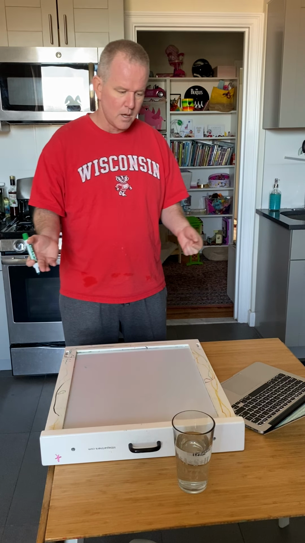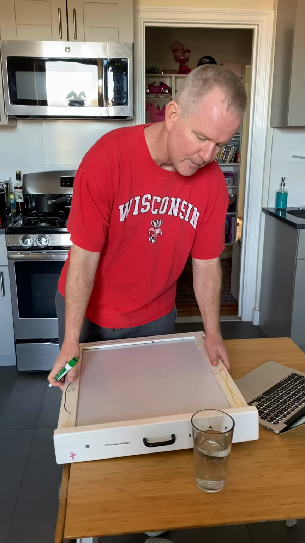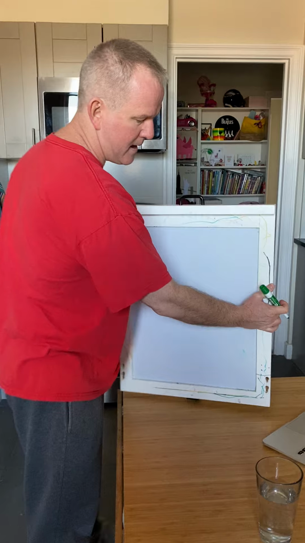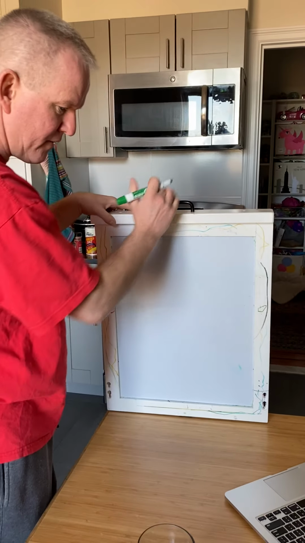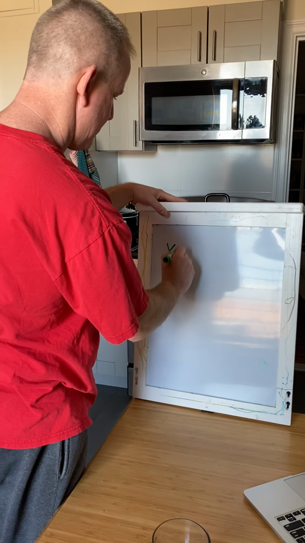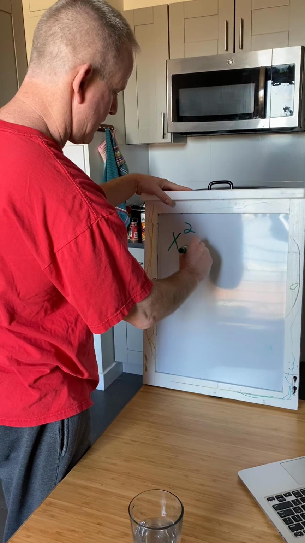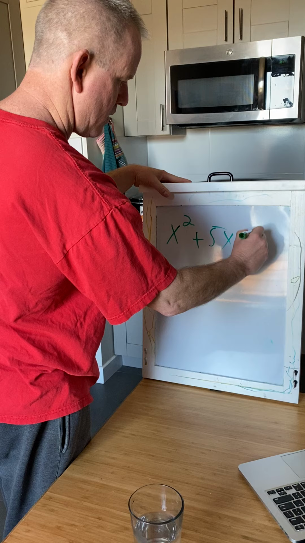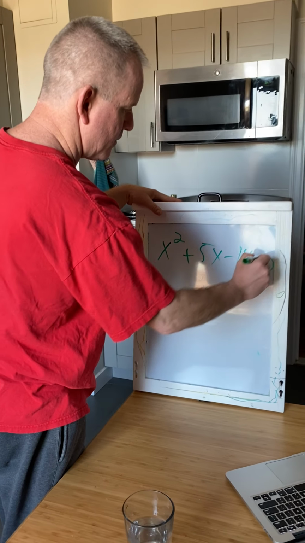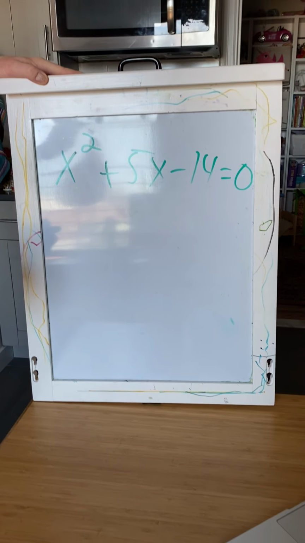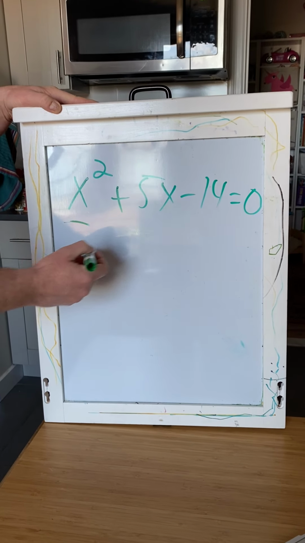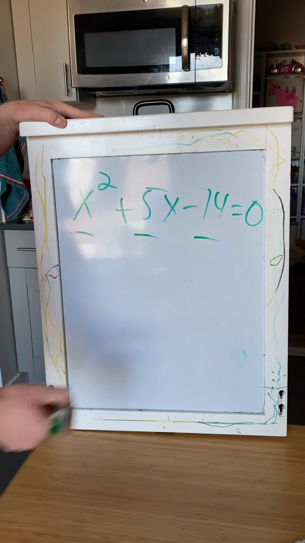Okay? So the first thing we're going to do is the do now. The do now is this. If I gave you something like this, right? It's in standard form. Why is it in standard form? It's in standard form because it's set equal to 0. And we got our quadratic, our linear, and our constant term.